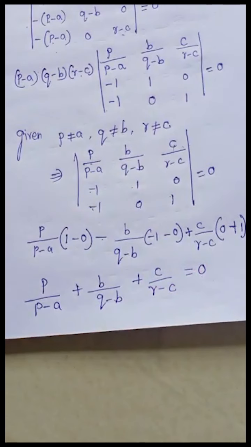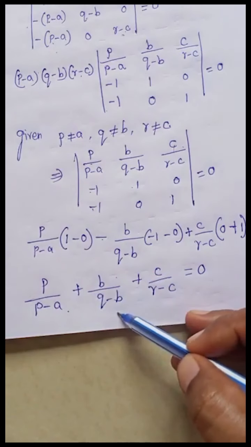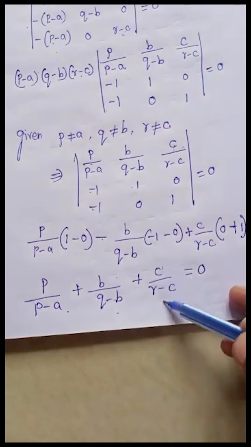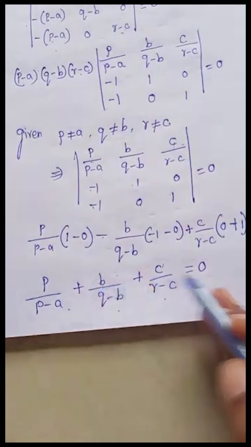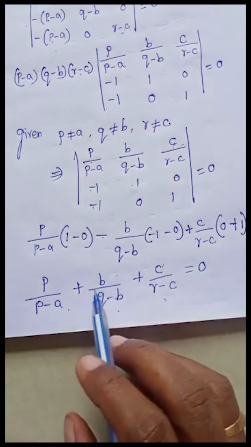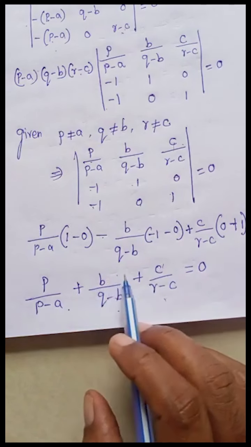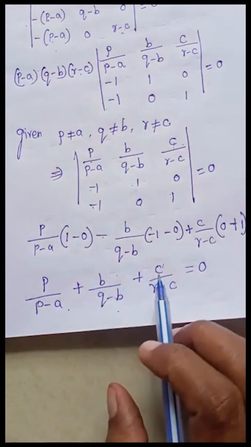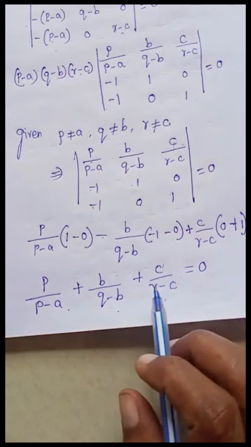But the actual answer we need to prove is P by P minus A, Q by Q minus B, plus R by R minus C. But here we have B, isn't it? And here also we need it to equal 2. So what we can do is, here Q we need. So add 1 Q and subtract 1 Q. Here also add 1 R, subtract 1 R. Then we will get the answer.